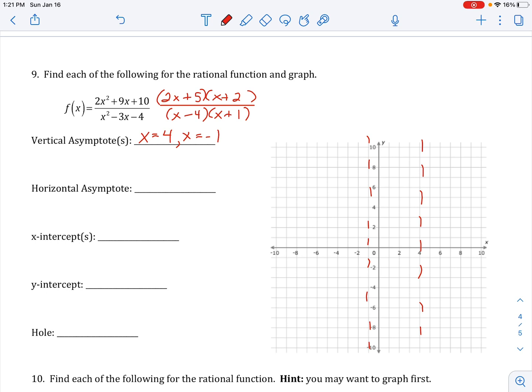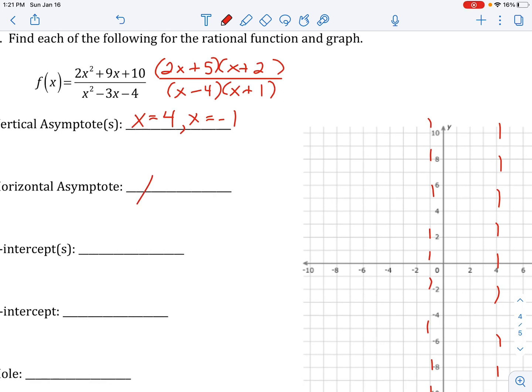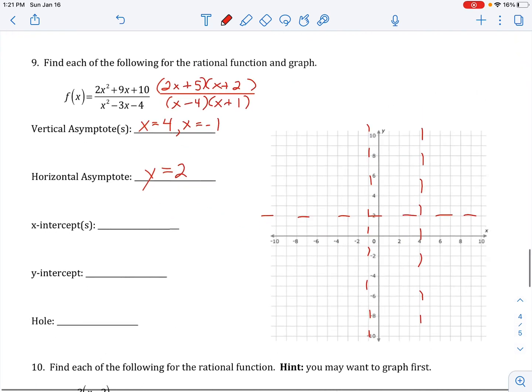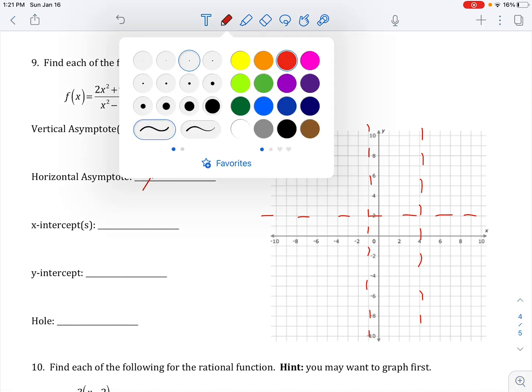And for the horizontal asymptote, we look at the degrees. They are both second degree, meaning they're equal. So we do the leading coefficients, which is 2 over 1. So we have a horizontal asymptote at y equals 2 over 1. So that is going to be here. So that is our first step, to put the asymptotes in there.